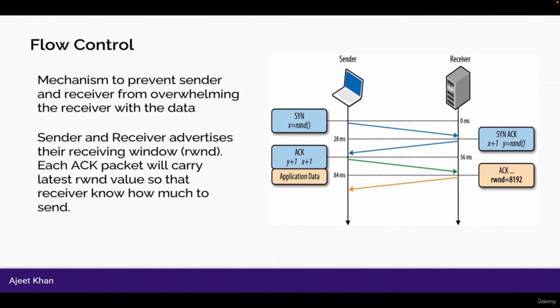It is a mechanism to prevent the sender from overwhelming the receiver with data. Basically, sender and receiver are restricting the data they send or receive from flooding each other. Sender and receiver advertise their receive window, in short RWND, and each ACK packet will carry the latest RWND value so that the sender will know how much to send.